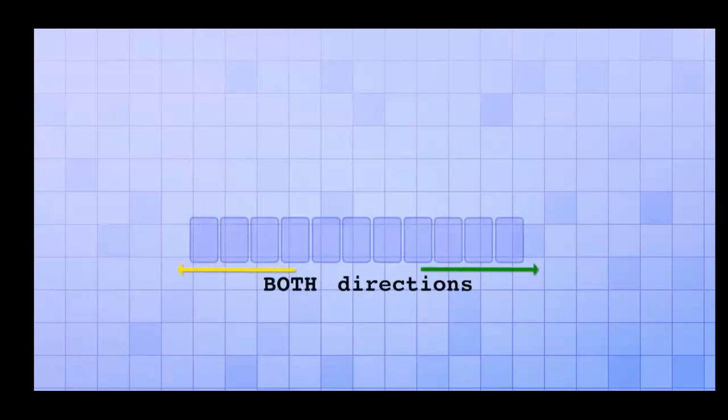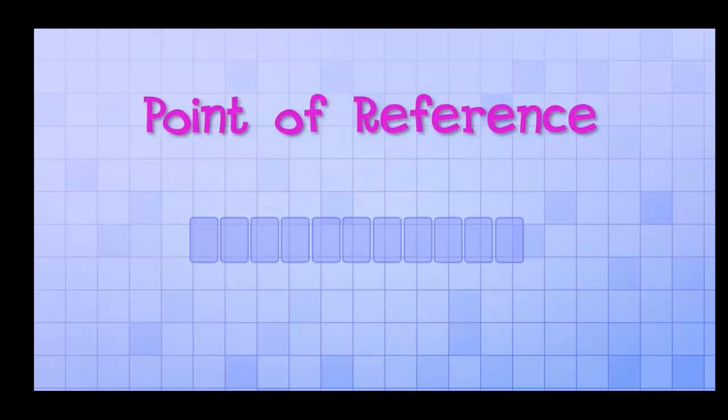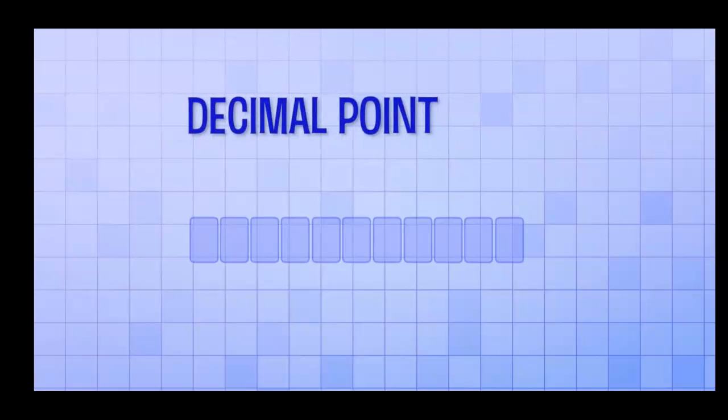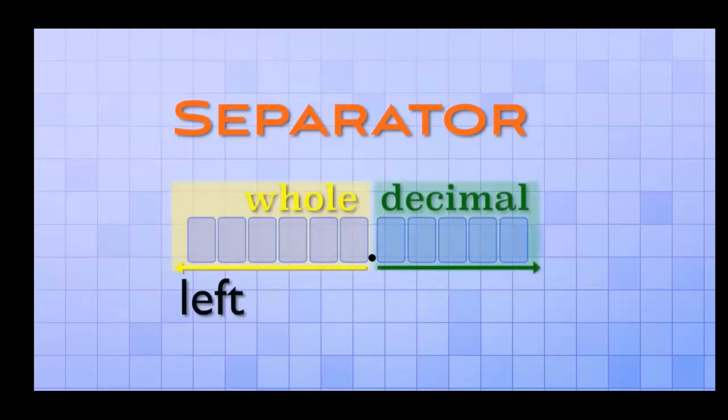But now, we know that number places can extend in both directions. So we need a new way to tell which place is which. What we need is a point of reference, a place that we always start from. And for that, we use a special symbol called the decimal point, which in the United States looks just like a period. Basically, the decimal point acts as a separator. It separates the number places that are used for counting whole values, which are on the left side of the decimal point, from the number places that are used to count fractional values, which are on the right side of the decimal point.